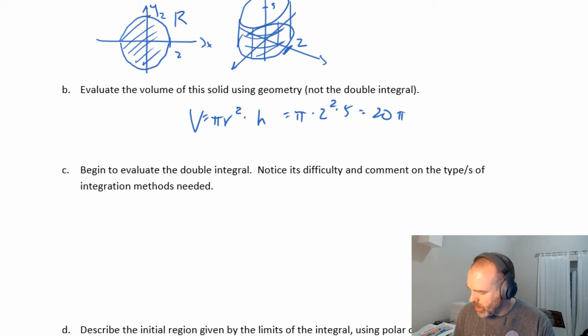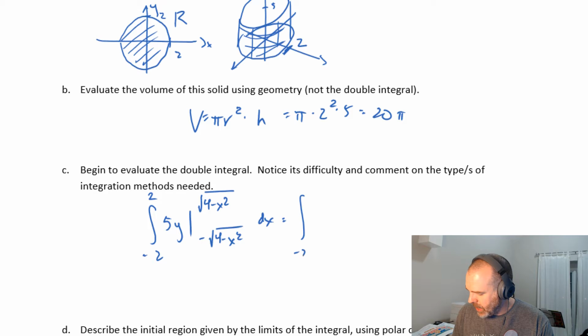Well, we would integrate the 5 and get 5y. And we're going to evaluate that from negative square root of 4 minus x squared to positive square root of 4 minus x squared. That's all dx. It'll be negative 2 to 2, 5 times square root of 4 minus x squared minus negative square root of 4 minus x squared dx.